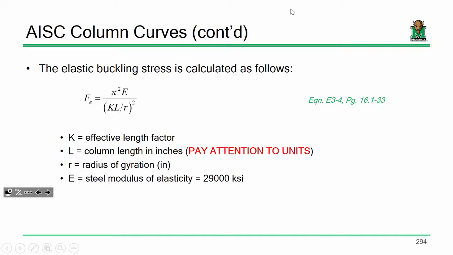So express your column length in inches, okay, when you're doing the raw calcs. Does that make sense? Everybody okay with that?